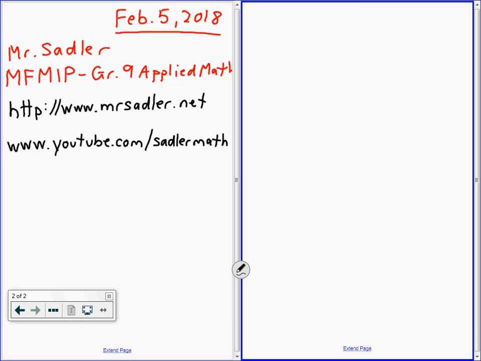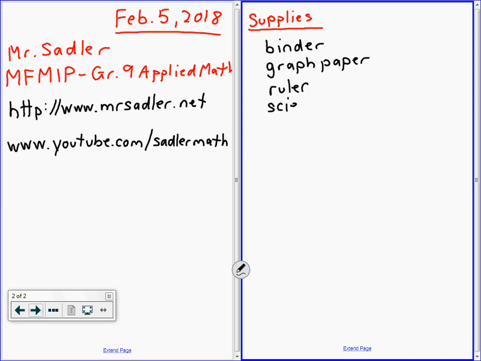Okay, so let's talk first about the supplies, some of the expectations of this course. One thing that I really stress here is organization. So these things you will need to use in class. You will need your own binder for the course. You will need some graph paper. You will need a ruler. You will need a scientific calculator. And you will need pencils.